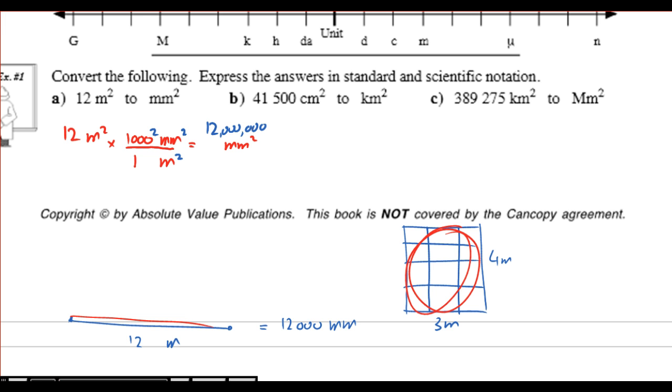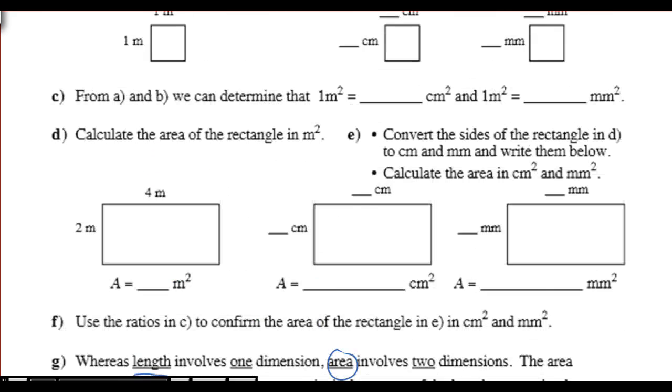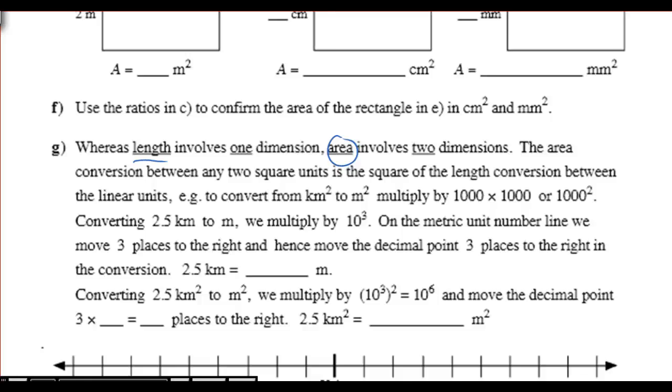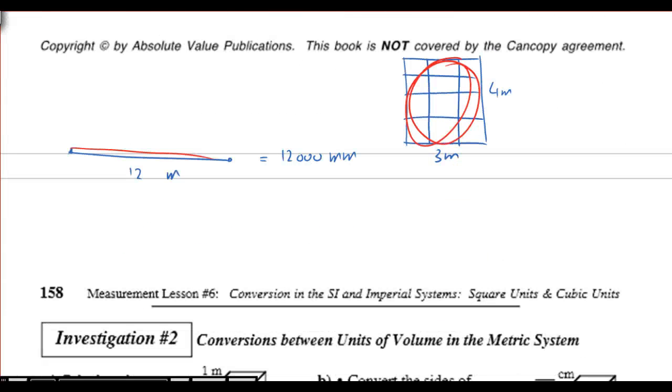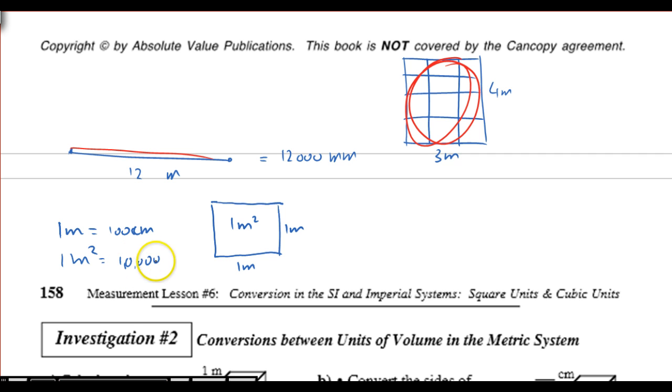But when we actually think about it, let's do a quick example. In 1 meter squared, which is 1 meter by 1 meter, well, in 1 meter there are 100 centimeters. But in 1 meter squared, there's going to be 10,000 centimeters squared, because we're squaring the 100.